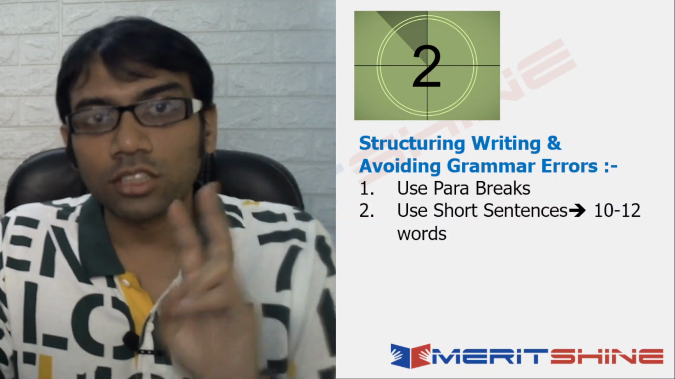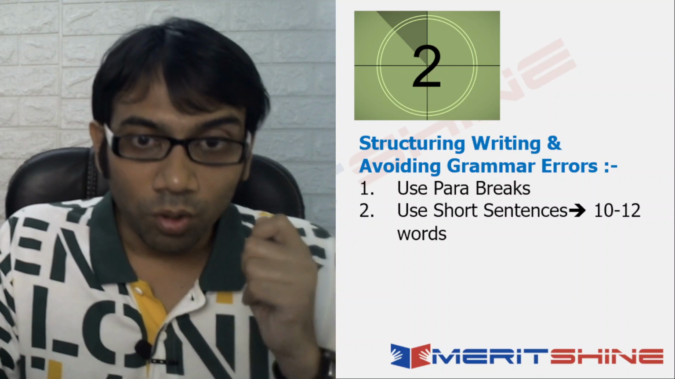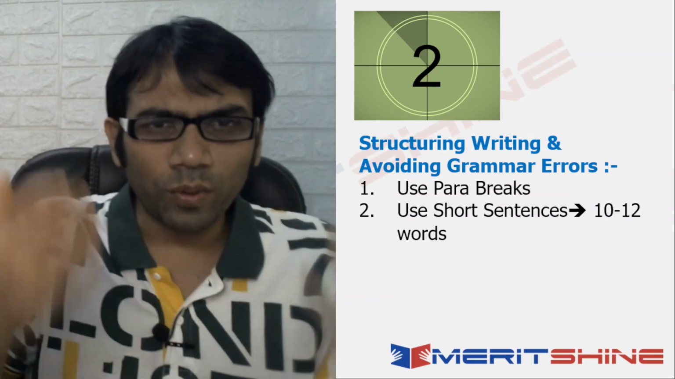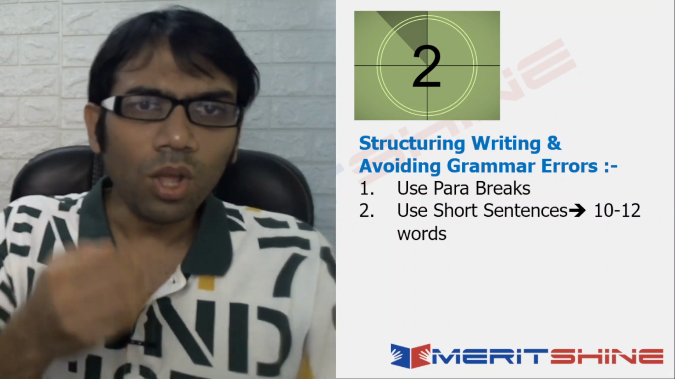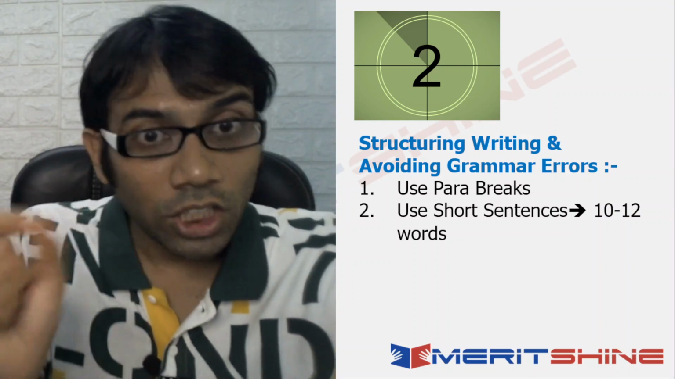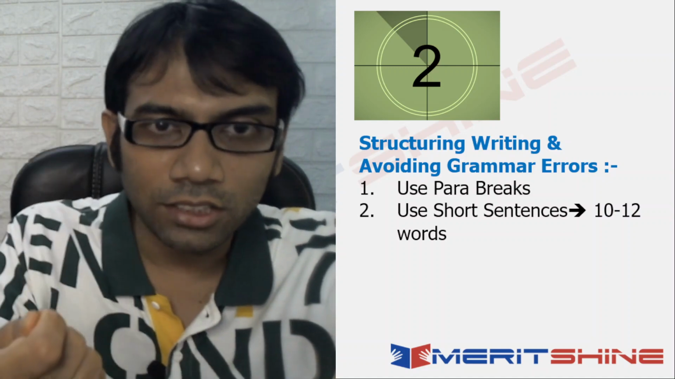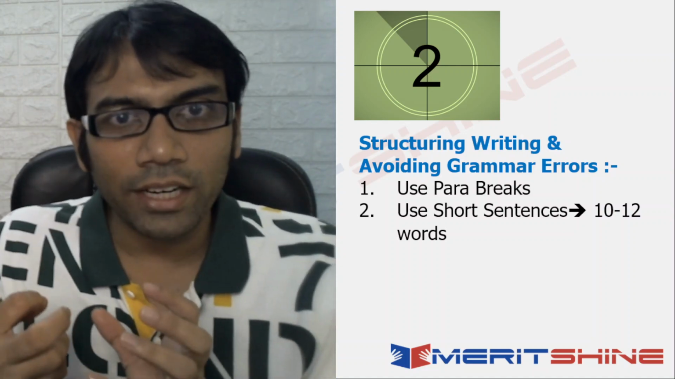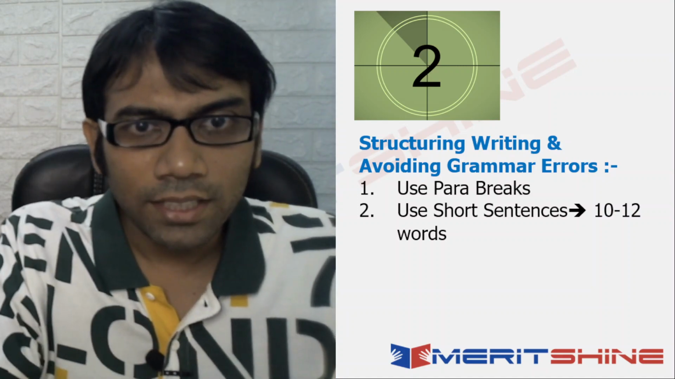Second, use short sentences, 10 to 12 words, not more than that. Only 10 to 12 words, okay? Maximum. Don't use 20, 25, 30 word sentences. Why is it so? Because the moment you write long sentences, the chances of having errors in those sentences increase. So what did I say? Avoid grammatical errors. Now, how do we avoid grammatical errors? By ensuring that they do not happen in the first place, right?